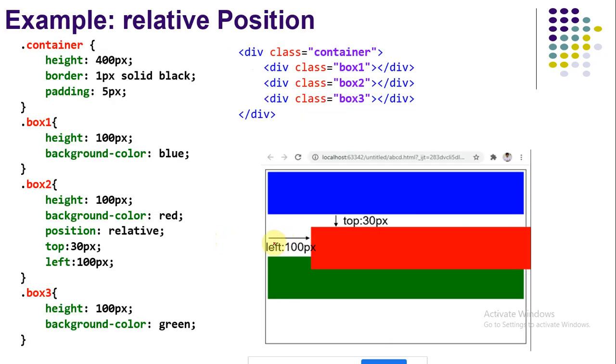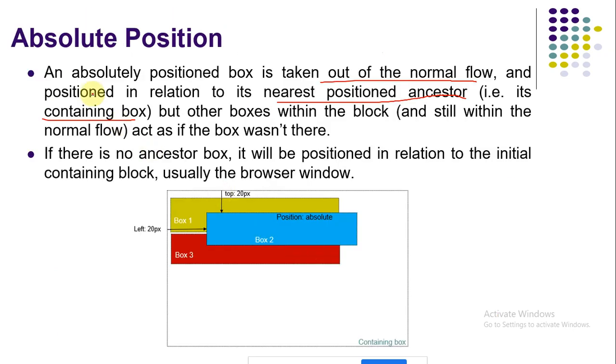For example, here the red color box is moving 30 pixels here and 100 pixels here. I'm getting some empty gap, right? In that empty gap, this green color box will not go. The green color box will remain in its position only if the position is relative. For relative, that space will be vacant, but in absolute position, that empty space will be occupied by the next component.